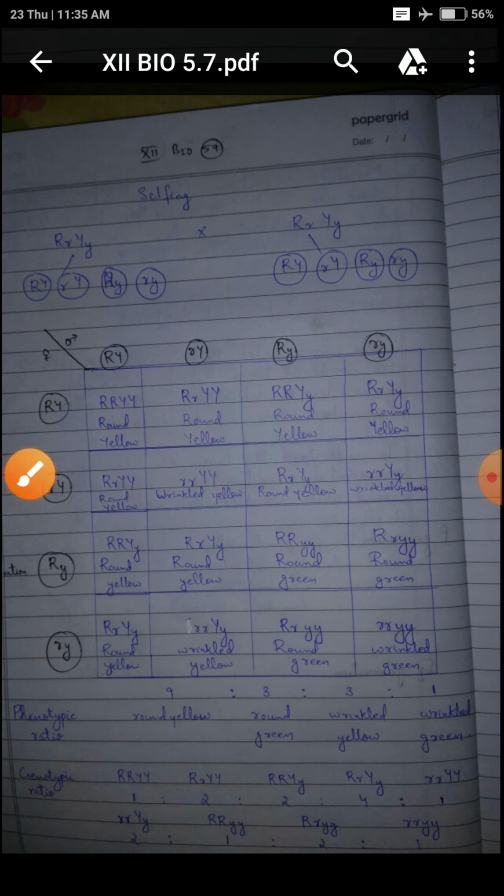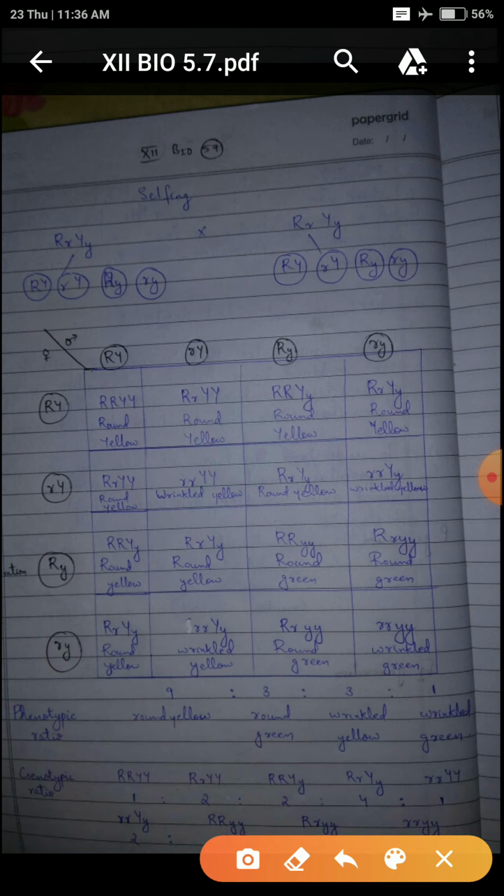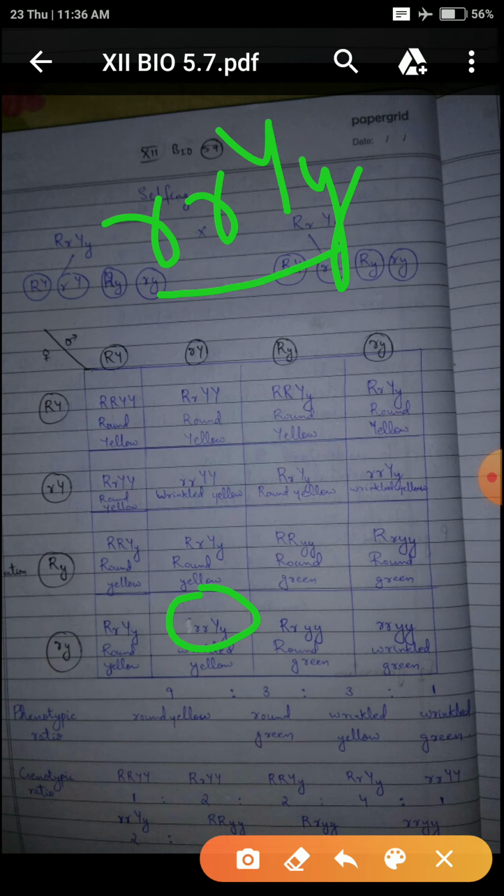Now what about the genotypic ratio? Actually I wanted you to find the genotypic ratio by yourself. I think it's better you find it by yourself. I will show you one among them. Suppose I consider this genotype, small r, capital Y, small y. You can take it in any way. So what is the genotypic ratio of this? It means how many of such type have occurred in this full box. That we have to count.